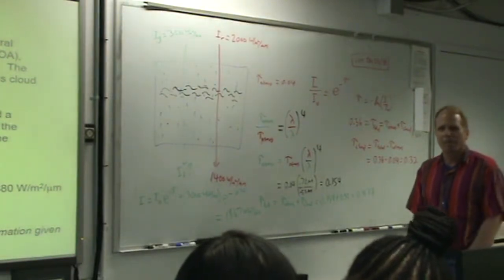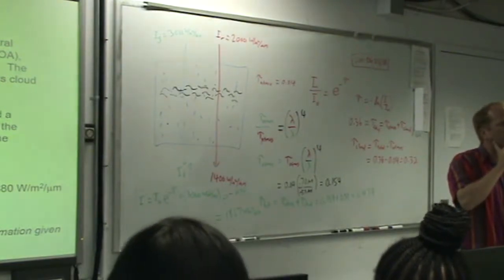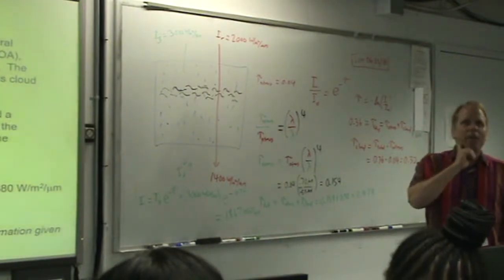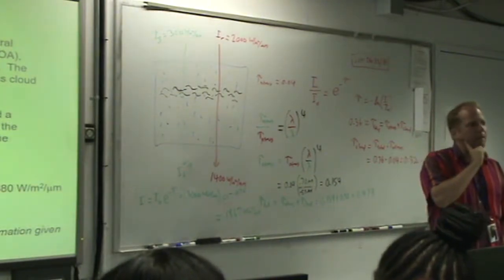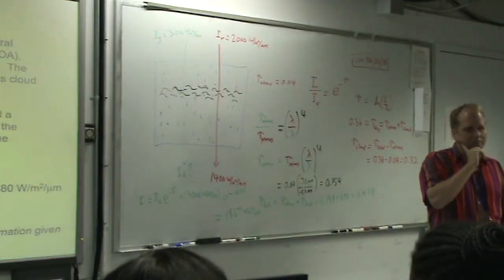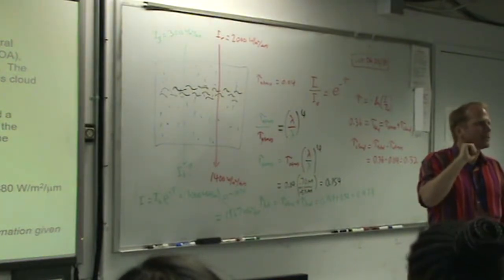If the particle size of the clouds were much smaller, it would be Rayleigh scattering. But it has to be much smaller than the wavelength of the light. It doesn't really happen with clouds. Aerosols, they actually get close to the wavelength of light, and they actually do Mie scattering, which gets really complicated.